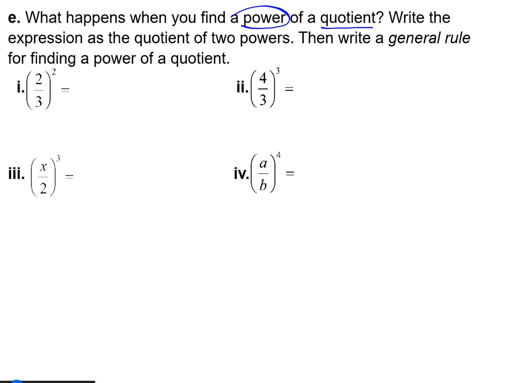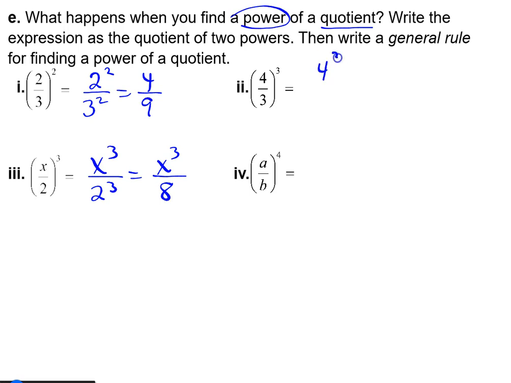So 2 thirds to the 2nd is going to be 2 squared over 3 squared, 4 ninths. For number 3, we would do x cubed over 2 cubed, so x cubed over 8. 4 thirds to the 3rd would be 4 to the 3rd over 3 to the 3rd, so 64 over 27. And for the last one, we would have a to the 4th over b to the 4th.